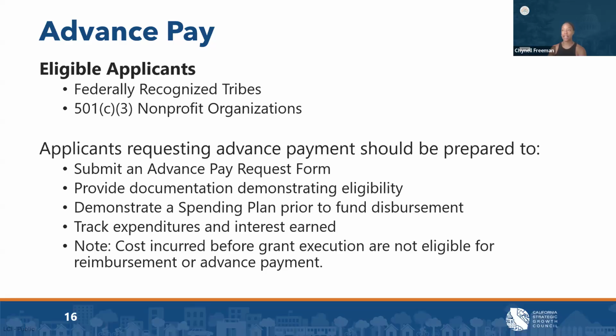This includes submitting an advance pay request form, providing documentation demonstrating eligibility, and presenting a spending plan prior to the disbursement of funds. Recipients will also be responsible for tracking expenditures and any interest earned on advance funds to ensure compliance with grant requirements. It is important to note that any costs incurred before grant execution are not eligible for reimbursement or advance payment.